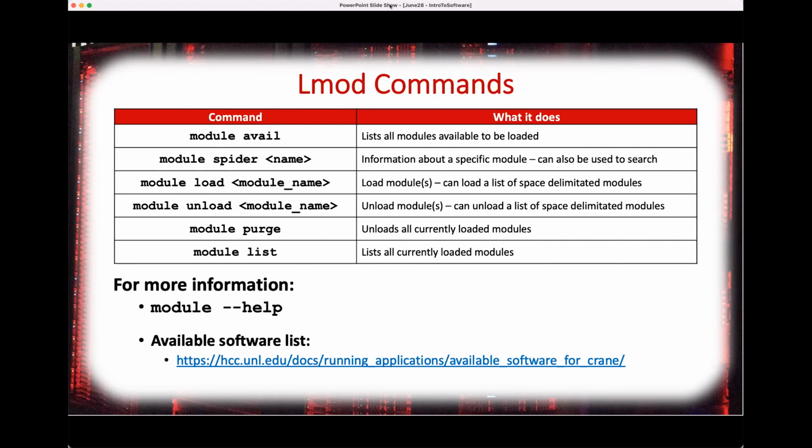So module commands. Module has probably a dozen or maybe even more commands, but you really only need to know a few to get things done. For example, the module avail command will list what modules are available to be loaded. And the keyword there is available. Again, I mentioned that module is hierarchical. So module avail will only print what's available based on the modules that you already have loaded.